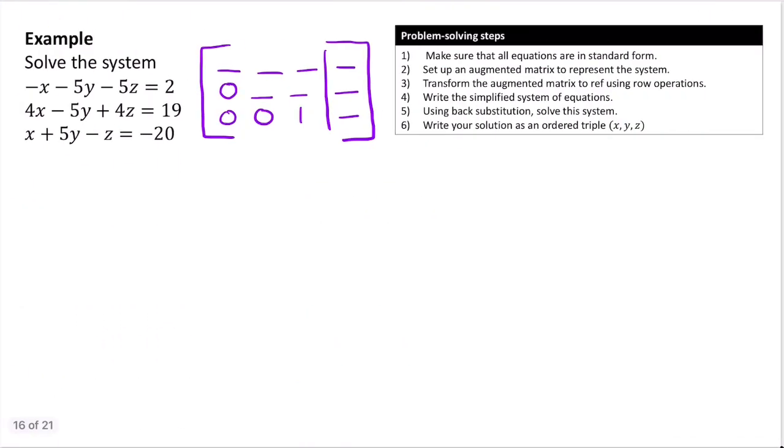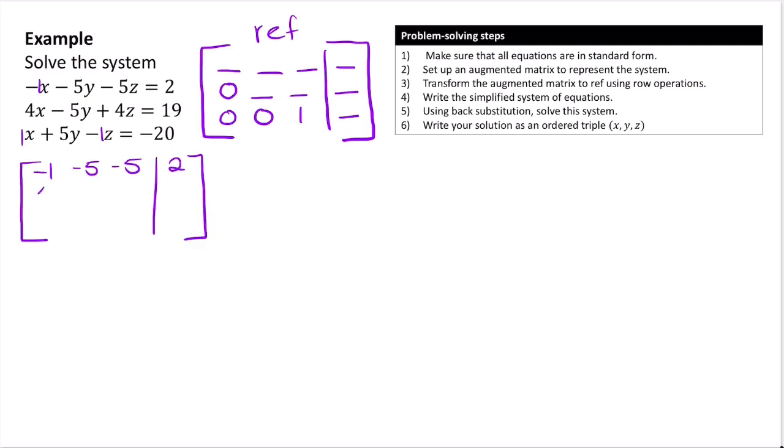Okay, so now let's try another example. So once again, I have my row echelon form written up here for reference. And let's go ahead and fill in those coefficients of 1 that are missing from our system of equations. So my augmented matrix that represents this system will be -1, -5, -5, and then 2. And we have 4, -5, 4, and 19. And we have 1, 5, -1, -20.